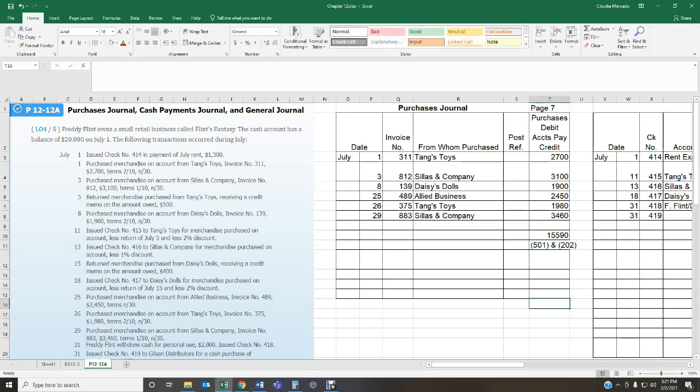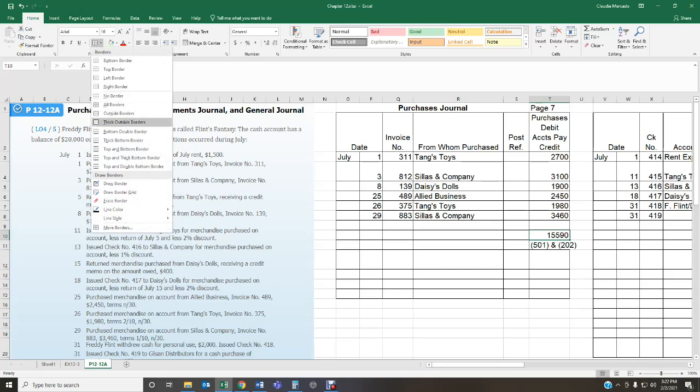Okay, so you'll find that this particular purchases journal affects two different accounts, which is the 501, which stands for, let me see, I've got the list here. 501 stands for purchases, and then 202 stands for your accounts payable. Okay, so these are all different purchases that were made during the period. And when we get ready to post them, we're going to be posting them to account 501 and 202. Okay, so that is the end of my purchases journal.